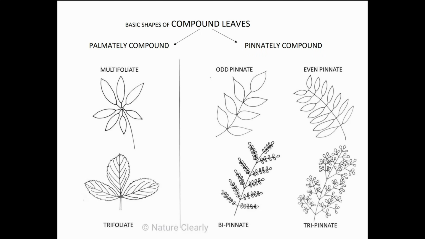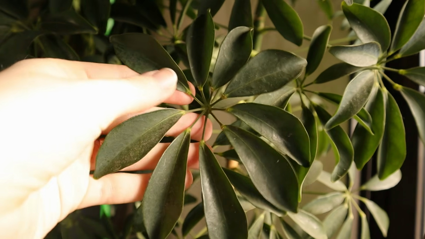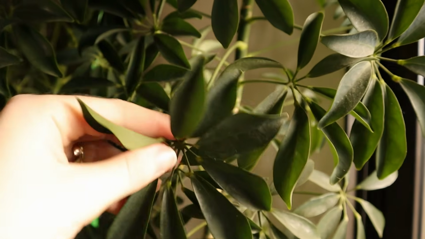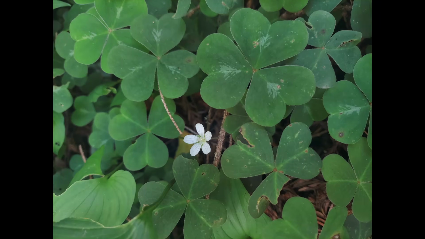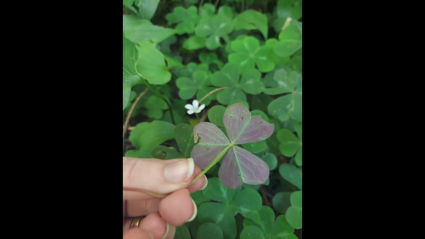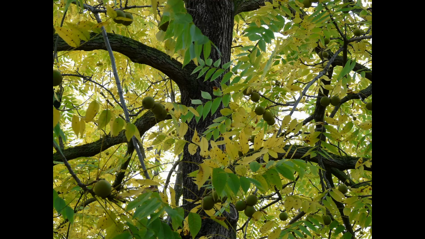It might also help you to know the main types of compound leaves. A compound leaf can be either palmately compound or pinnately compound. Leaflets of palmately compound leaves radiate from one point at the tip of the petiole. Good examples of this type of leaf are Schefflera, strawberry, or oxalis. When the leaflets attach along the rachis individually, we call it a pinnately compound leaf. A good example would be a walnut tree leaf.